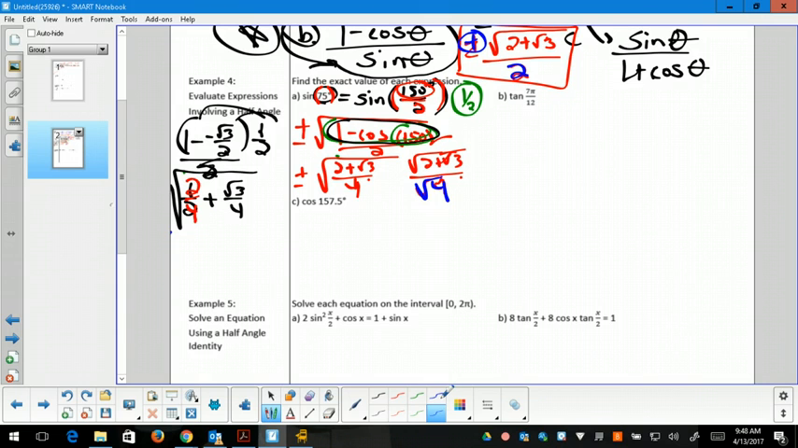Tangent of 7 pi over 12. Well, it's not a doubling one, because I can't split 7 in half. I don't have 3.5 pi on the unit circle. But I could double 7. That would give me 14 pi over 12, which is more than one circle, but it might help. So we're going to try to do that first.